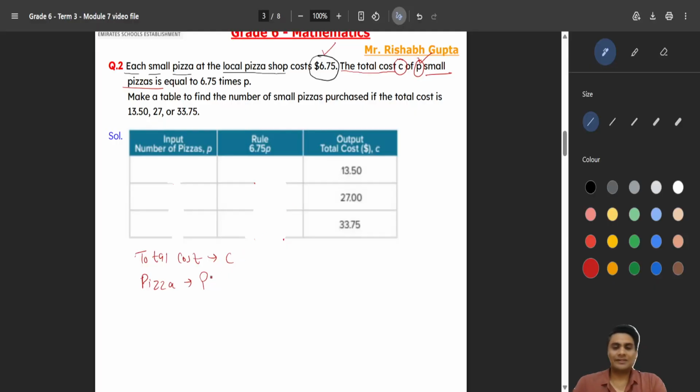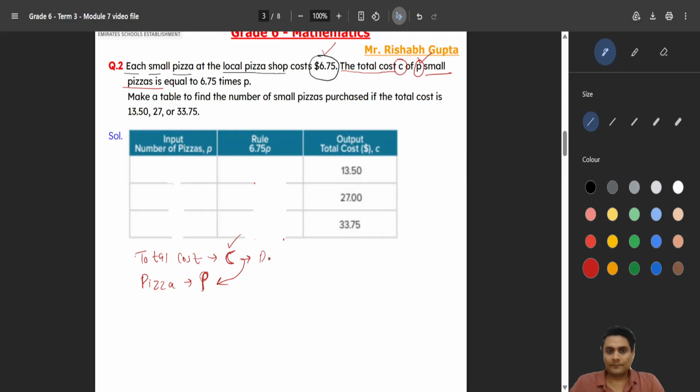Now if I ask you which one is dependent, which one is independent: the total cost is C, the number of pizzas is P. The number of pizzas is not dependent on the total cost, right? No one told you how much money you have to spend. Here the number of pizzas is independent. I can order as much as I want, right? But the total cost is totally dependent on the number of pizzas I am ordering. Yes or no? If I order more pizza, I will pay more money. If I order less pizza, I will pay less money, which means C is dependent, right?